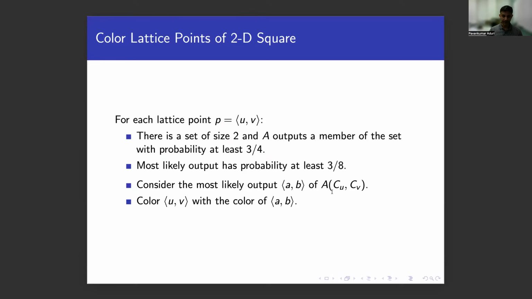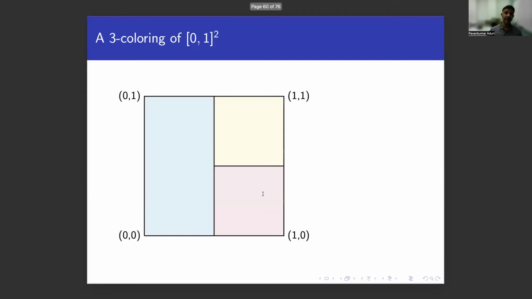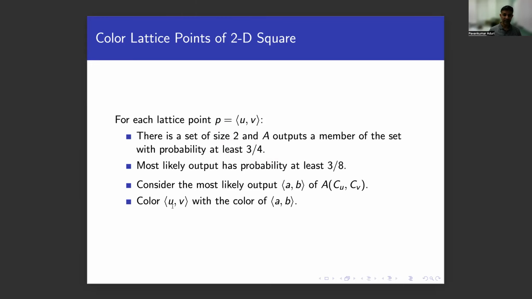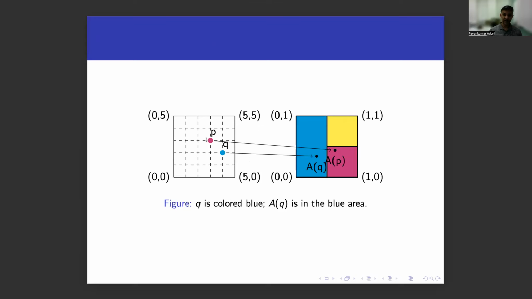Now, look at the most likely output. Let's call it AB. And this AB is going to lie in this grid, and so it's going to have one of these 3 colors. And color this lattice point UV with the color of AB. So here is a better figure illustrating this. If I look at this lattice point P, and if I run the algorithm A on the circuits corresponding to P, the output is going to lie in the pink region. So the lattice point P gets the color pink, and similarly lattice point Q gets the color Q.